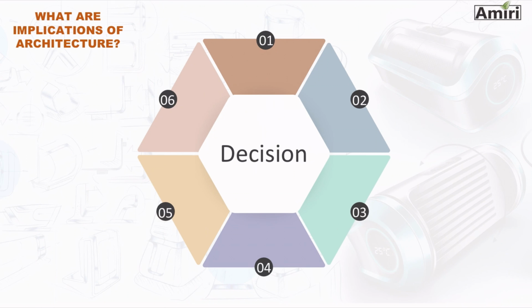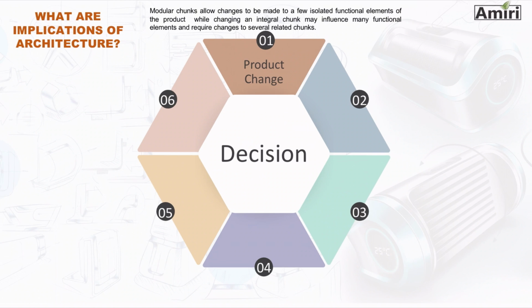decision that you make and some of the factors that you have to consider in your decision. The first one is the product change, and architecture can define how the product can be changed later. In modular architecture, you change few isolated elements of the product, versus integral architecture, any changes will influence many functional elements and requires changes to several chunks.